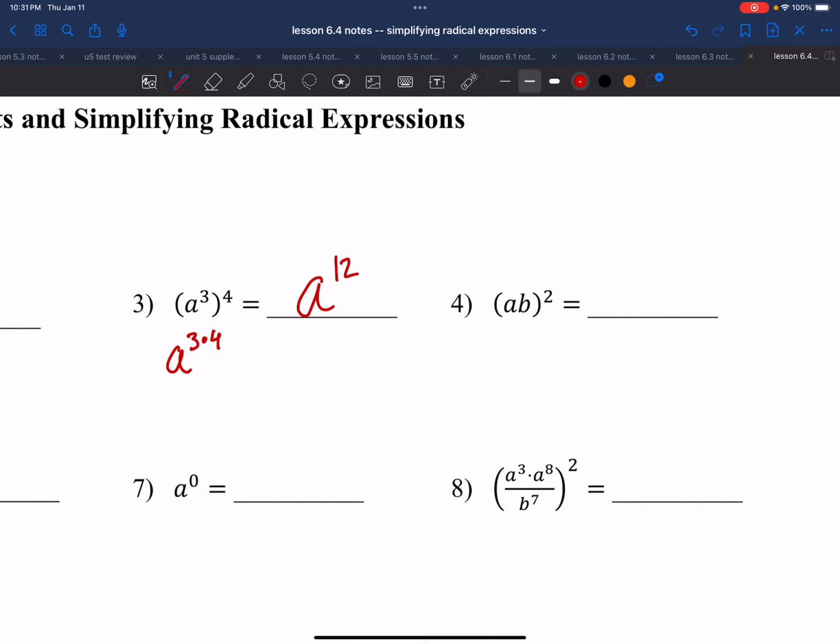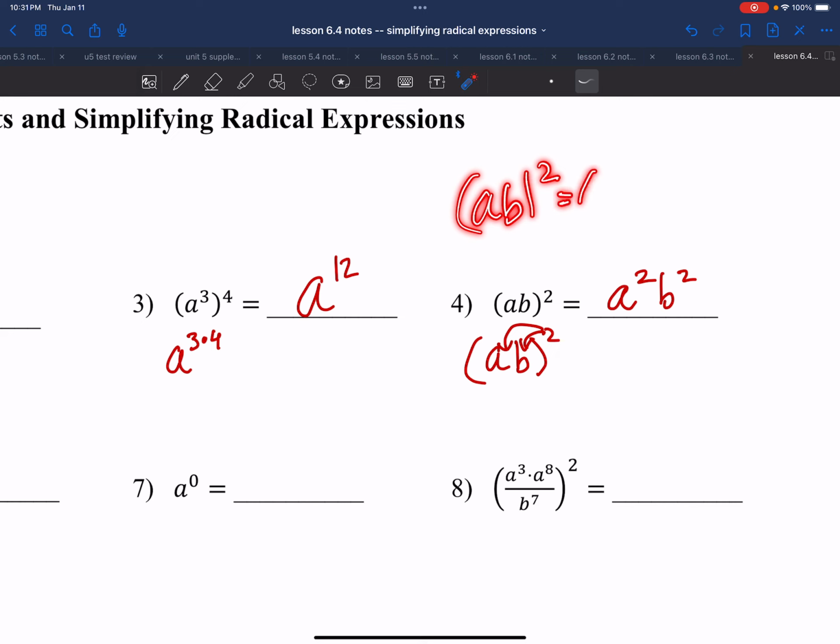Another rule of exponents is when you have something in parentheses and it's multiplication within the parentheses, you can directly apply the exponent. So the 2 comes on down. This 2 applies to a and to b. So you can say this is a squared times b squared. This is just because ab squared means ab times itself. So a times a is a squared, and b times b is b squared. Simple enough. That was pretty easy.